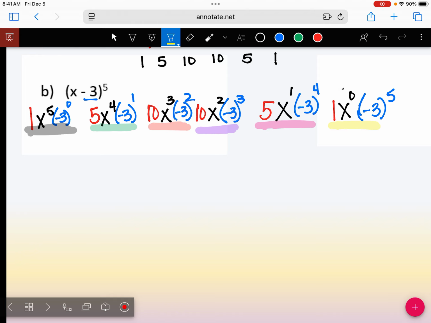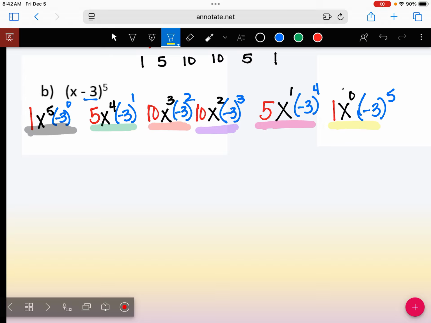Okay. The one thing I want you to notice, because we're in row 5, I want you to notice that every single term, the powers add to 5. This 5 plus 0 is 5. 4 plus 1, 5. 3 plus 2, 5. 2 plus 3, 5. 1 plus 4, 5. 0 plus 5, 5. So you want to check that. Okay, so now let's just simplify it.